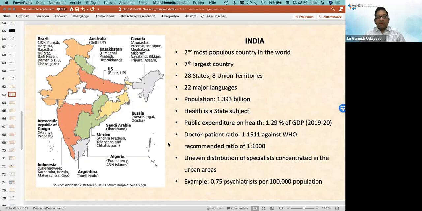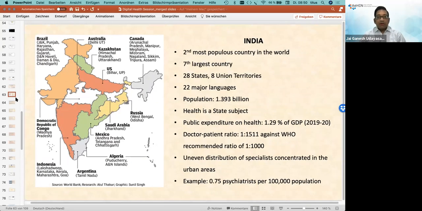Yeah, so just to give you a background, India, as you would all be already aware, is the seventh largest country and the second most populous country, with so much diversity in terms of geography as well as languages. As you can see, there are 22 major languages, 28 states and 8 union territories, and the population is just catching up with China.